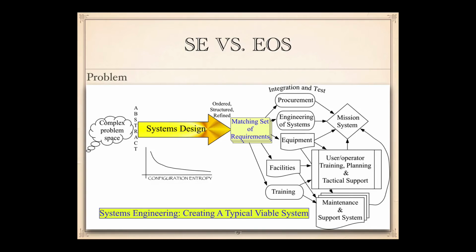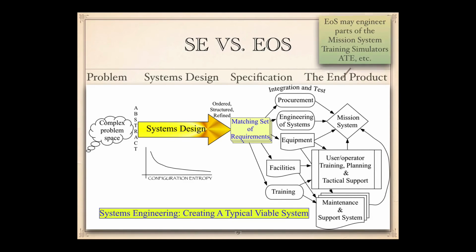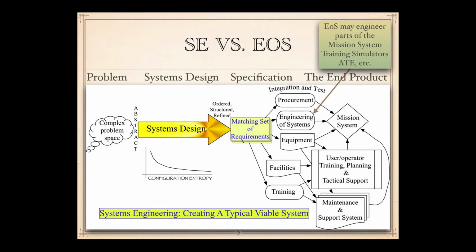Returning to systems engineering versus EOS, in systems engineering we have this problem, system design, specification, integration and test, and then the end product. We can see that we start with a complex problem space at the left, then we go system design, starting from the abstract information we've got about the problem, and gradually producing ordered, structured, refined. You can see configuration entropy dropping under the system design process, and then producing a matching set of requirements which result in procurement, engineering, purchase of equipment or acquisition of equipment, facilities and training.